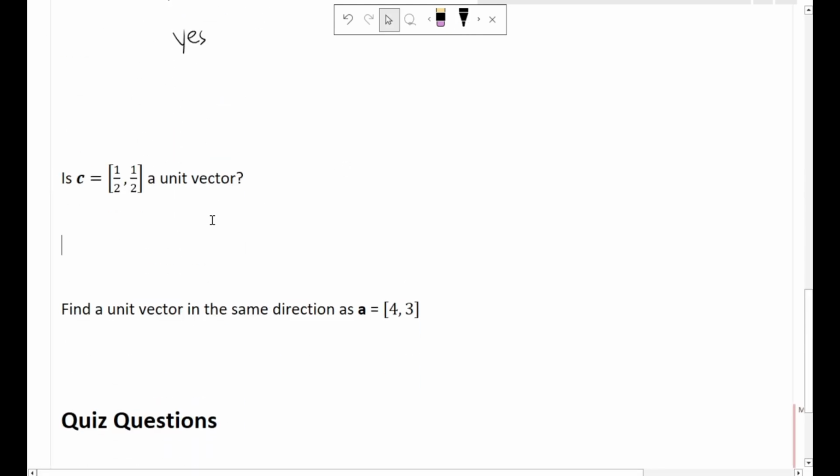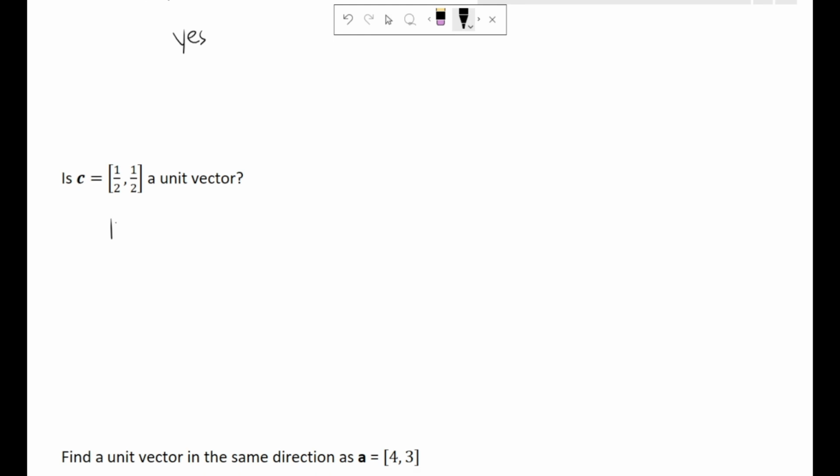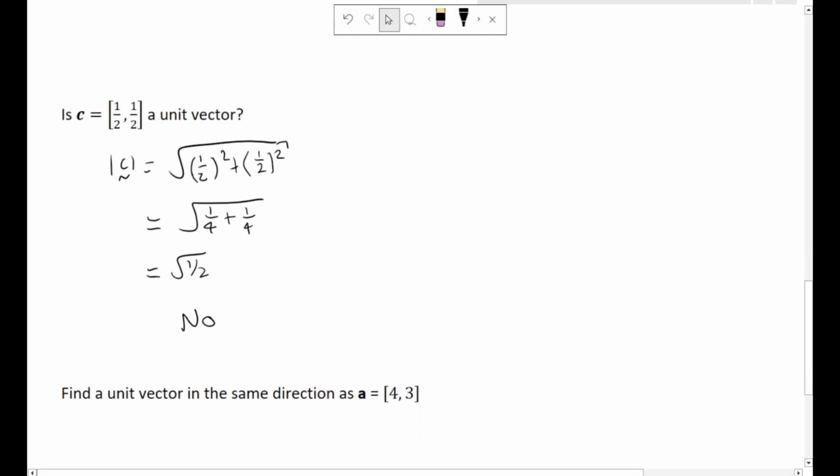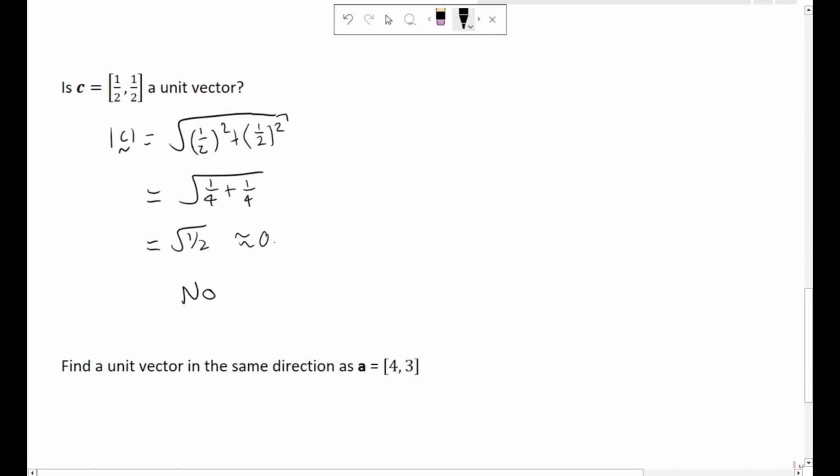Is this a unit vector? Let's check. So mod C here equals the square root of a half squared plus a half squared, which is the square root of a quarter plus a quarter, which is the square root of a half. Well, no, because that would have to be 1, and it's not. We've got the square root of 1 over 2. I think it ends up being about 0.707 from memory, which you can check on a calculator.